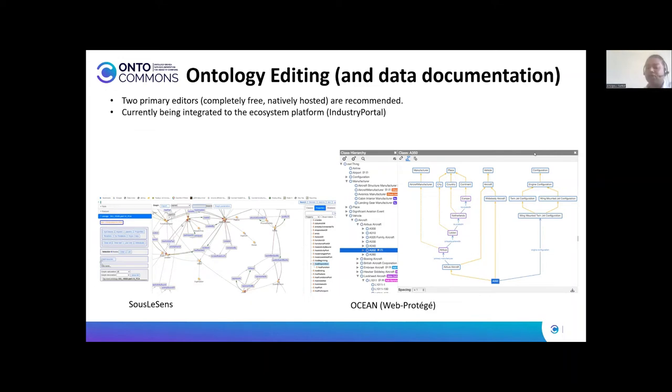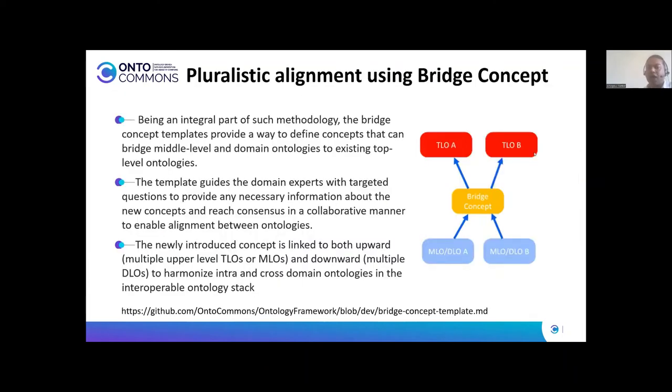And there is a tool called Ocean, which is a derivative of WebProtege, but we are trying to integrate this tool in the ecosystem platform. The platform, I will come to a little bit later, but here is another slide about the bridge concept. Let me skip that slide because it is a little bit technical, but this is a way we are providing this pluralistic approach where you can use multiple upper level ontologies for your need.